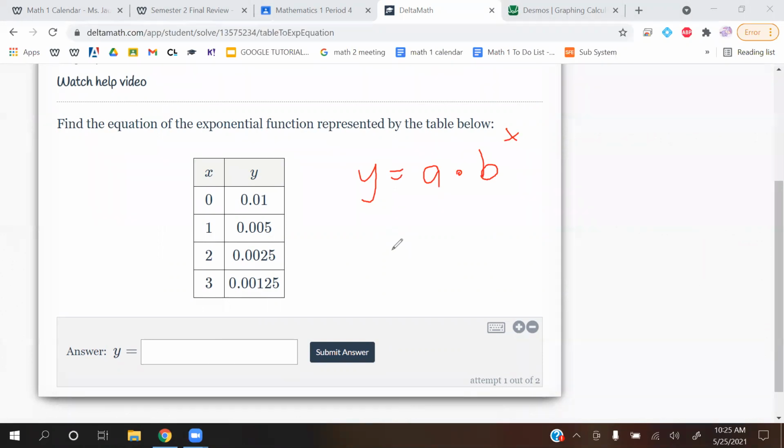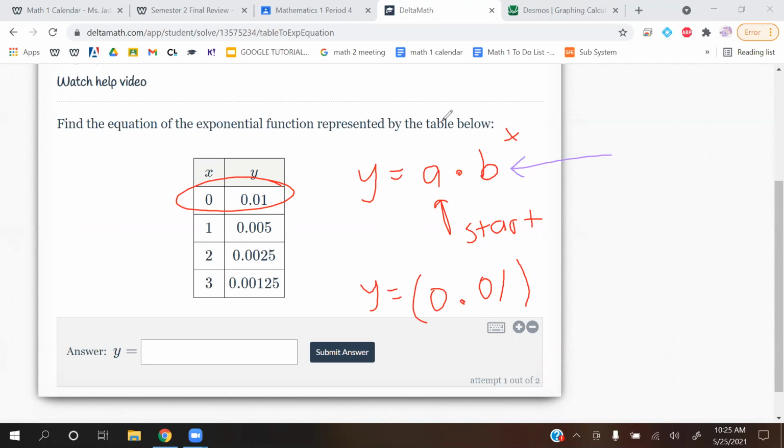So the starting number is, actually, I'll keep using red. It's your start. And by start, I just mean what is the number that's next to 0? So 0.01. And then let's do B. B is the common ratio.